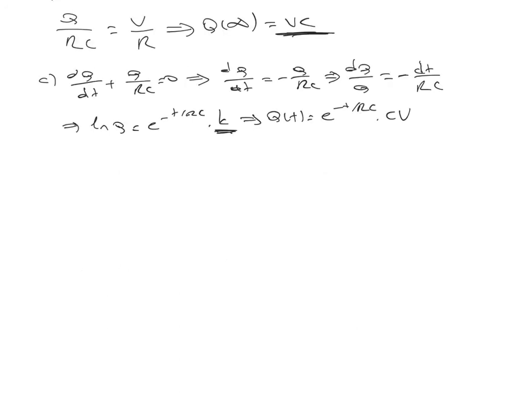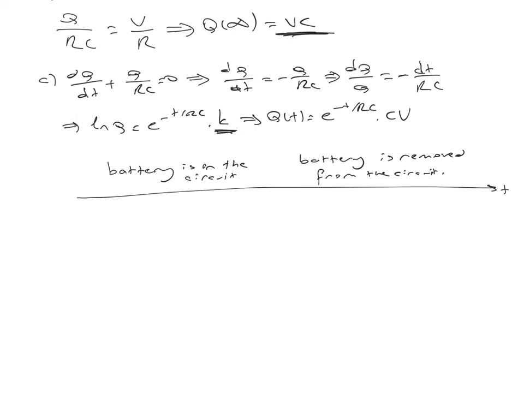We can divide this question into two parts. First, battery is in the circuit, and the second part is battery is removed from the circuit. And this is the timeline, let's say. Here t is equal to 0, and in the question it is said that battery is removed at t is equal to t1 here.